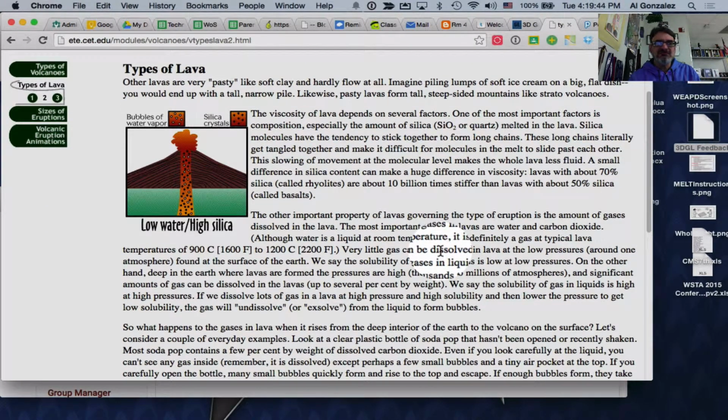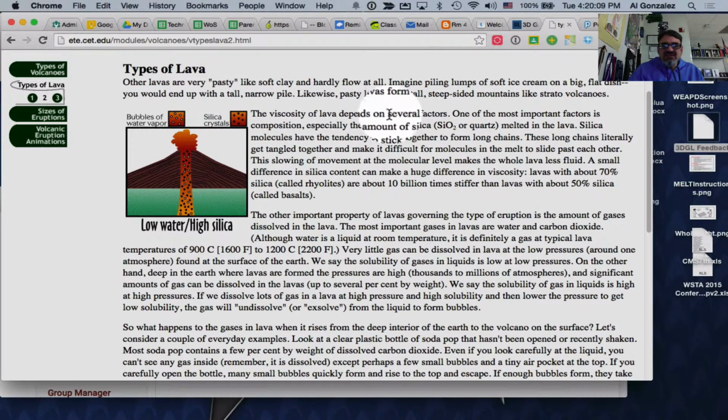Other lavas are very pasty, like soft clay, and hardly flow at all. Imagine piling lumps of soft ice cream on a big, flat dish. You would end up with a tall, narrow pile. Likewise, pasty lavas form tall, steep-sided mountains like stratovolcanoes. And those are the ones that are the high silica. But more on that later.